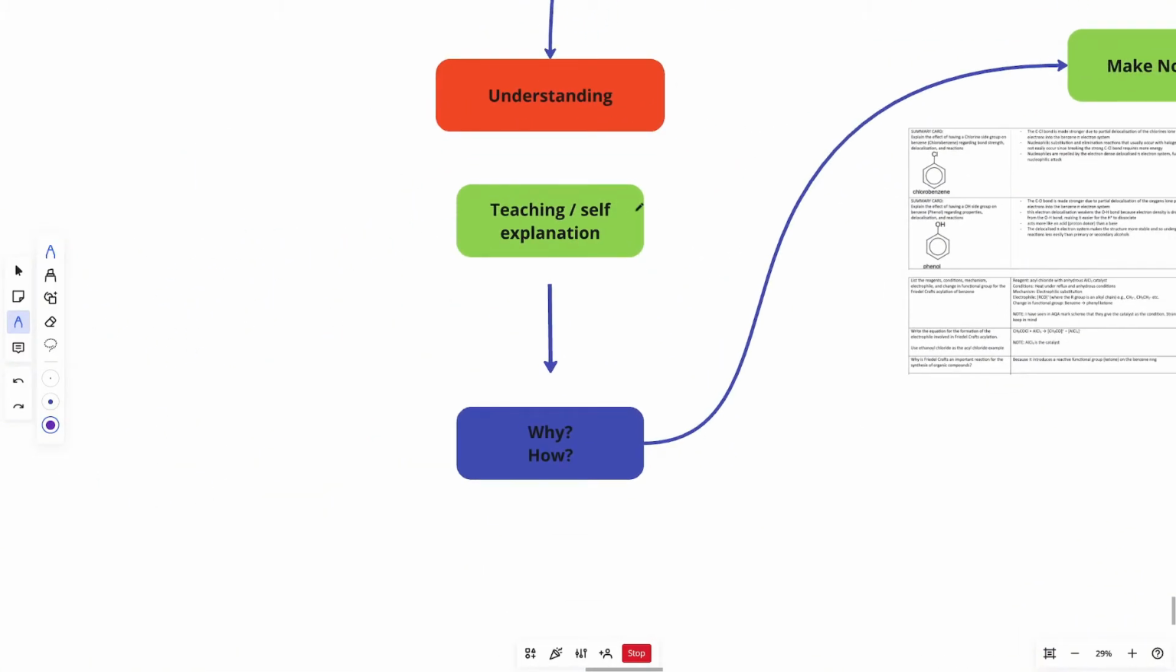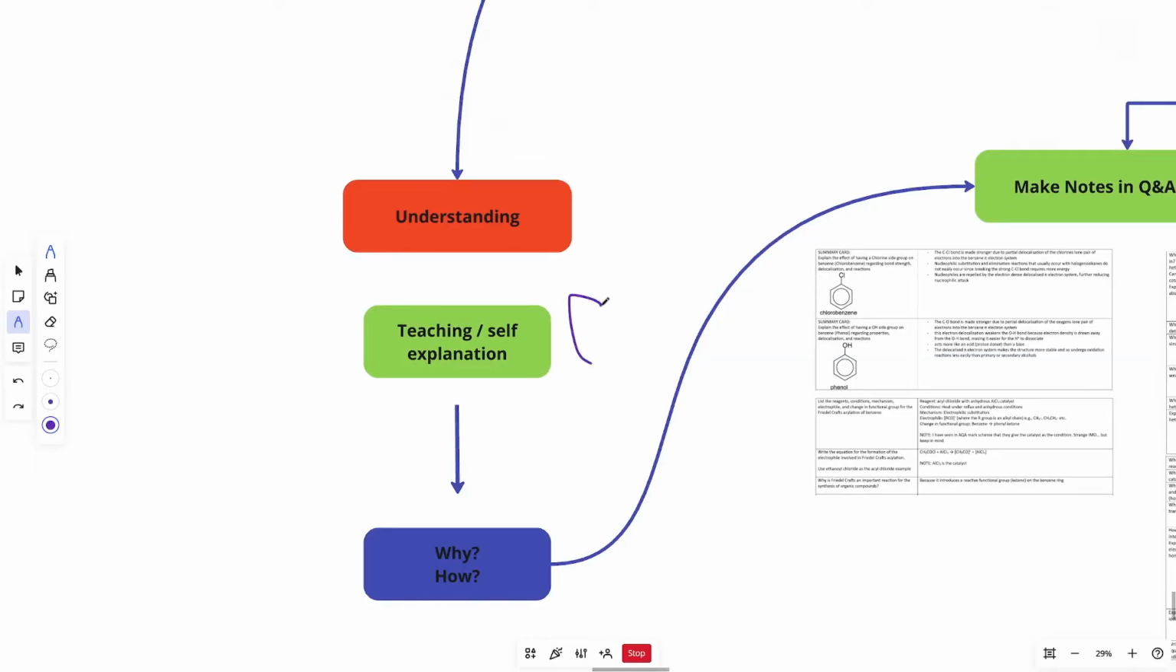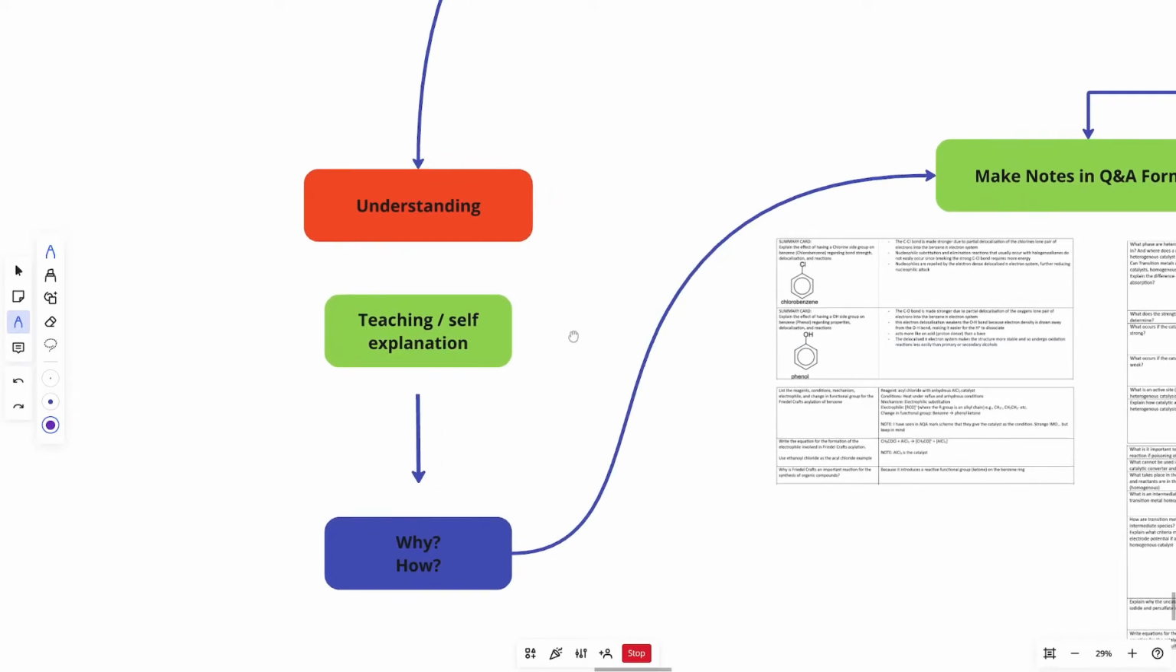All right, this is where you essentially need to teach yourself or explain things to yourself or others. Grab a mate, grab a teddy bear that you talk to, whatever it may be, okay? Talk to yourself in the corner of a room, ideally not in public, and just think to yourself, why does this happen? How does this happen, okay?